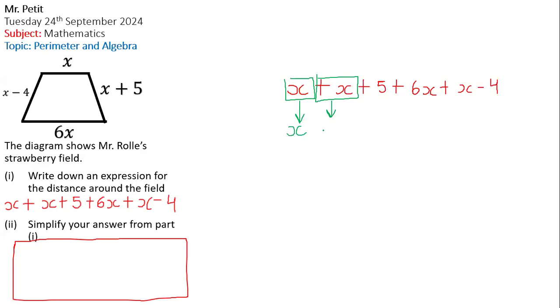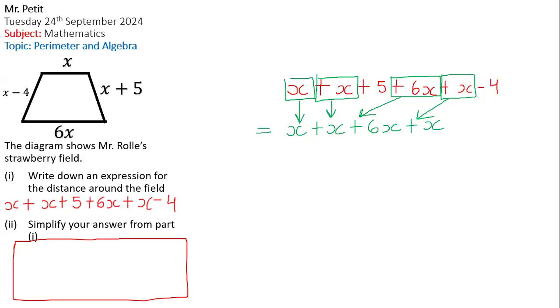And then what else are we going to do? Take the 6x, right? Plus 6x. We put that over here. Plus 6x. And what else do we do? Plus x. Plus x. And we put that over here. Plus x, right? So we have all our x's together.